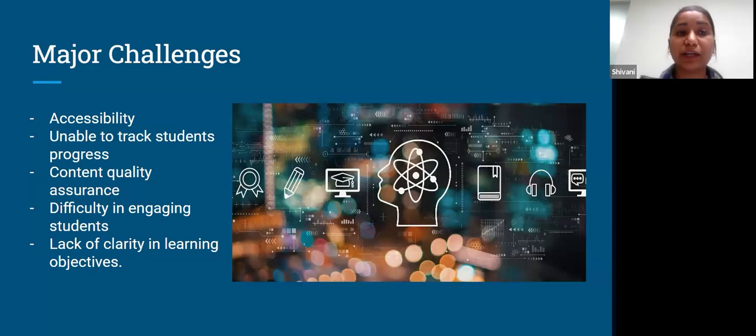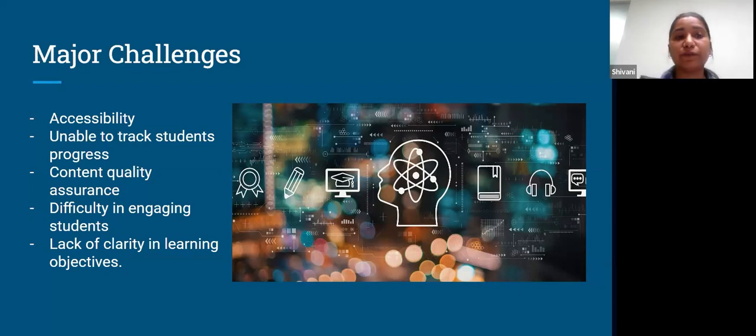Second, we have being unable to track progress. By adopting digital content, sometimes educators and institutes are unable to track the progress of the students, whether they perceive the content or not, whether they opened up the courses or accessed the courses or not. Third, we have content quality assurance. In today's world, every resource can be found on the internet, but the content available in these resources will not be up to the mark about the expectations of students.